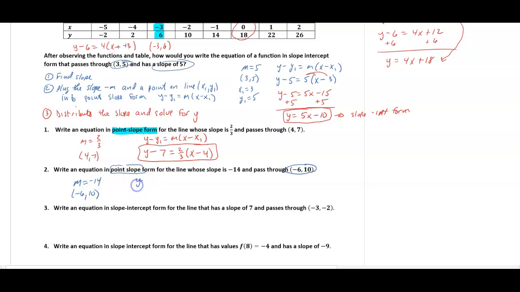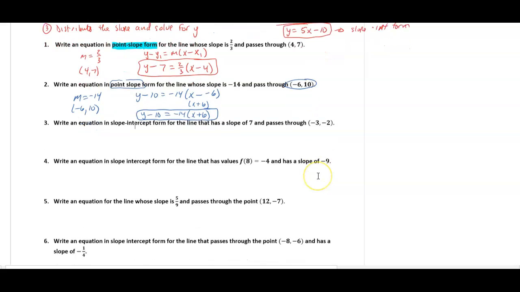So y minus y1 is 10 equals negative 14 times x minus, you got to remember, x1 is negative 6, so when I subtract negative 6, you have to remember that becomes x plus 6. So my final answer would be y minus 10 equals negative 14 times x plus 6. And leave it in point slope form.